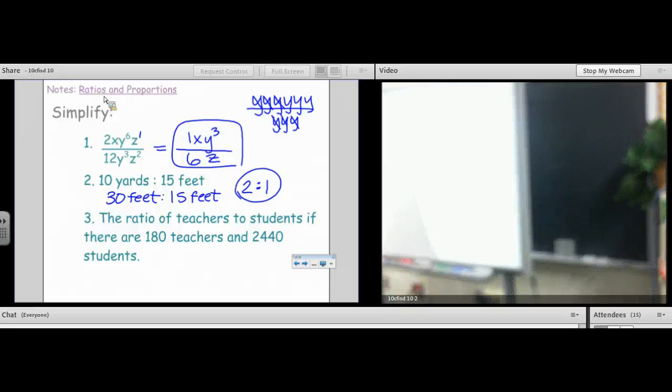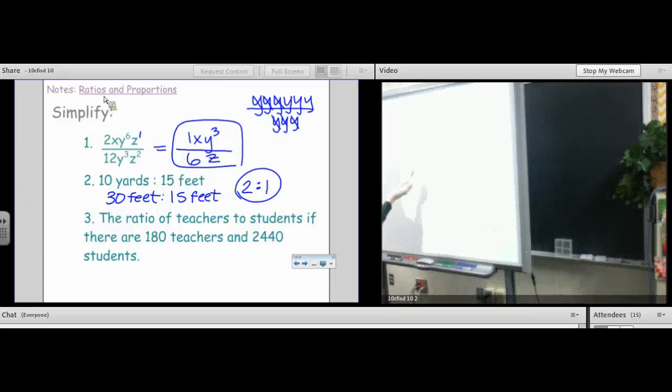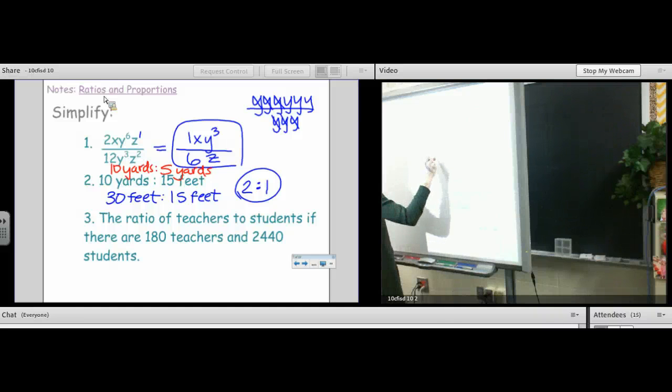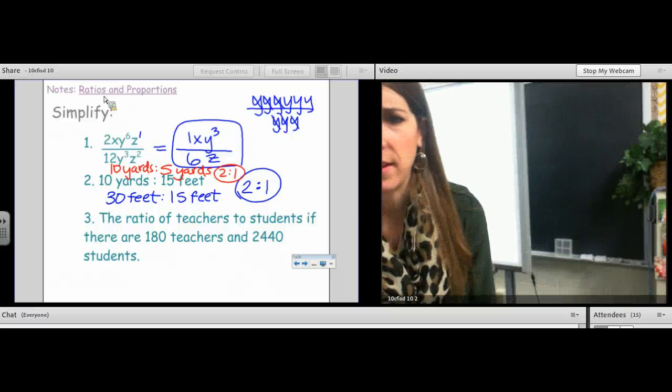Now, if we would have gone with yards, we would have said 15 feet is really 3 yards. No, not 3 yards, sorry. We're doing something wrong. 10 yards. 15 feet is really 5 yards. Sorry. So if we've got 10 yards to 5 yards, then the yards would also cancel, and 10 to 5 would also be 2 to 1. So you see we're going to end up with the same answer no matter what.